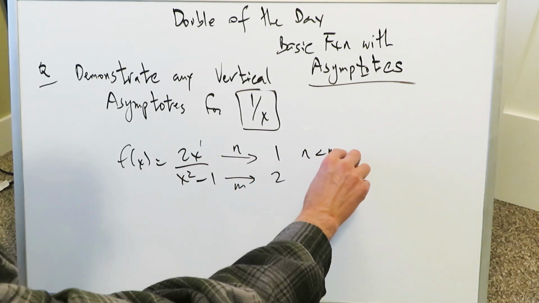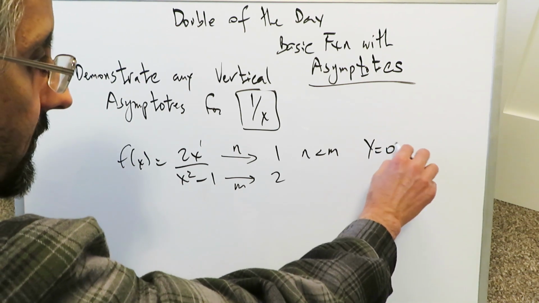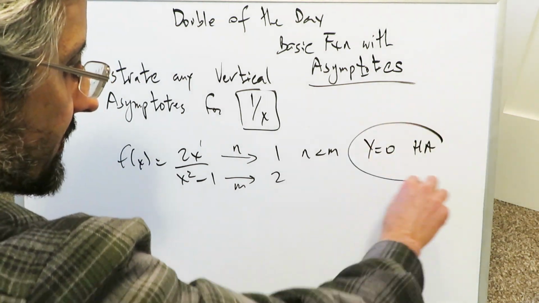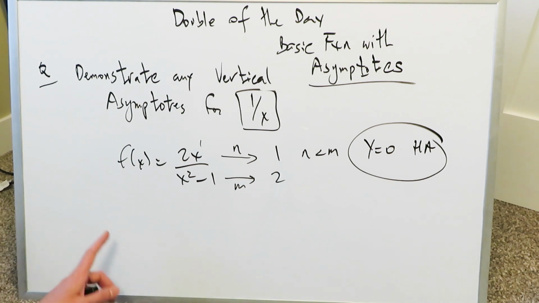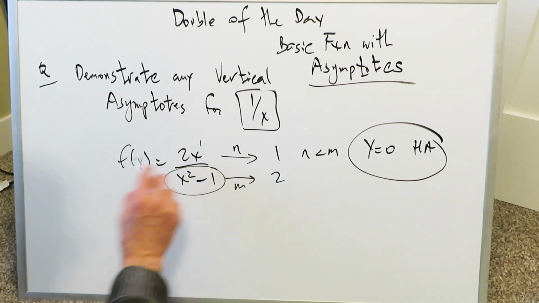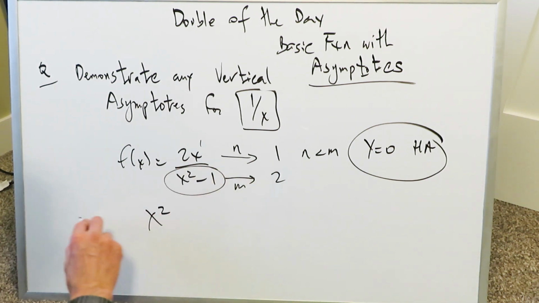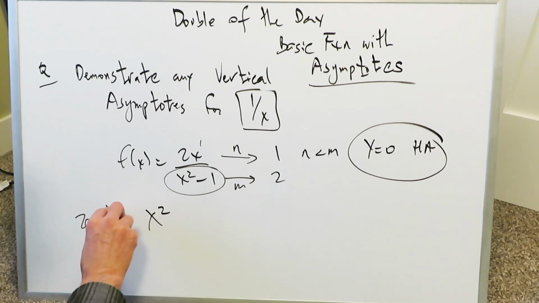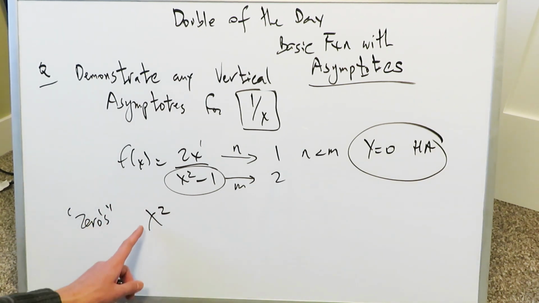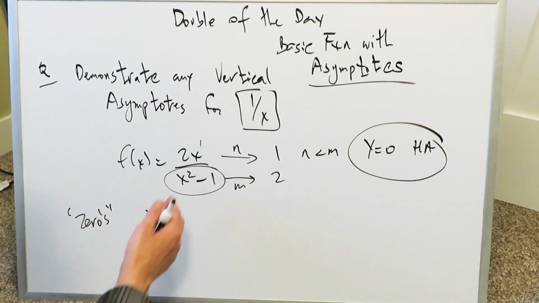N is less than m. Therefore, you're going to say y equals 0 is your horizontal asymptote, which right here is your x-axis. Now for the vertical asymptote, you're going to focus only on the denominator and you're going to find the zeros. Calculate the zeros of your denominator. Zeros are those values of x which will zero out your denominator.